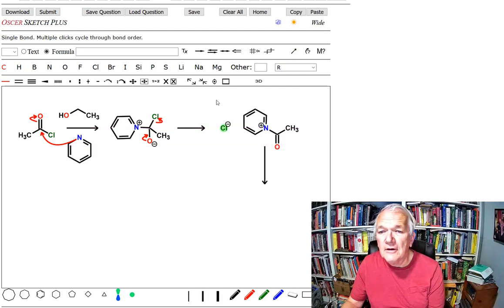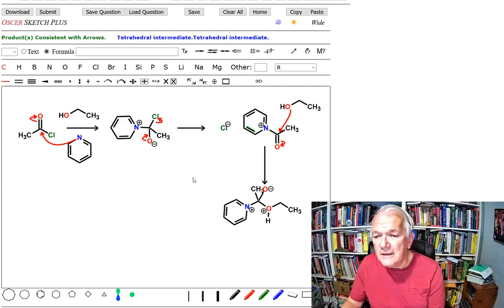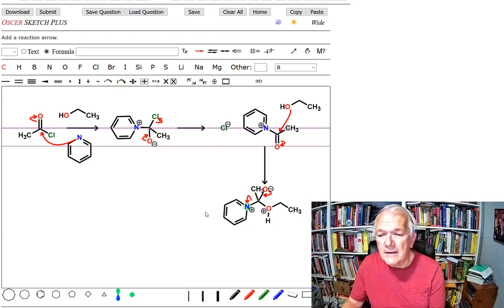So we'll now bring in the ethanol as a reactant. Here's our ethanol, and it's simply, of course, going to attack the carbonyl again and push the electrons out on the oxygen. And here's our new tetrahedral intermediate, and this is now going to kick out the pyridine and give us our protonated ester again.